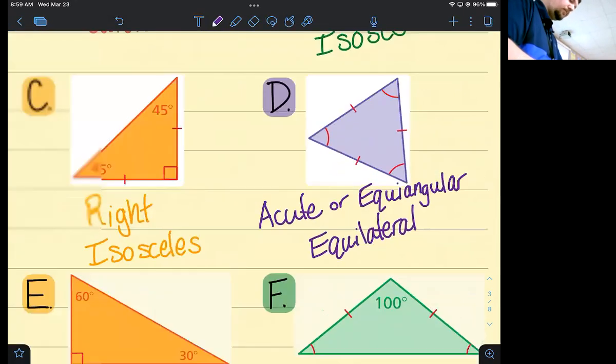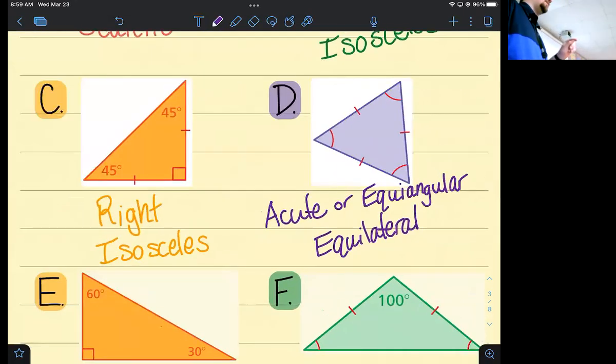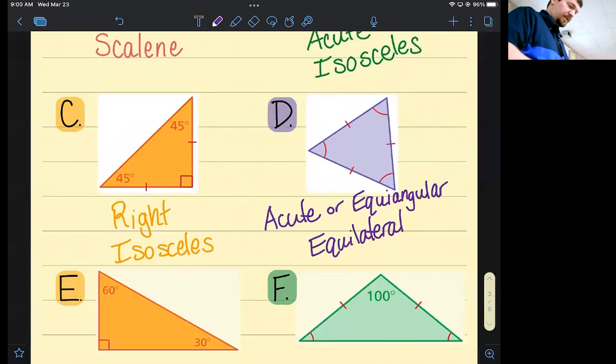Did you notice not only does it have 3 tick marks indicating all 3 sides are equal, but also 3 arc marks, 3 of those red arcs showing you that all 3 of the angles are equal. So it's equiangular equilateral, or I would accept acute equilateral. You have to give me 1 angle classification, either acute or equiangular, and then 1 side classification, which is just equilateral.